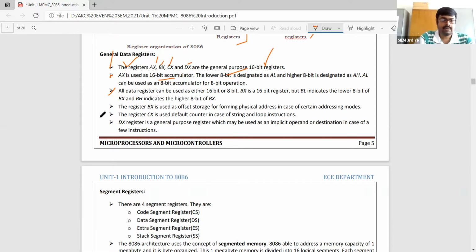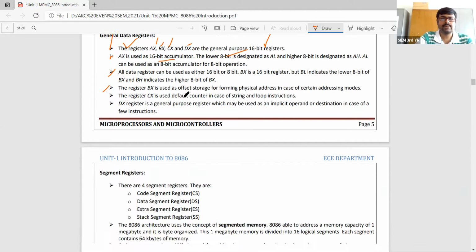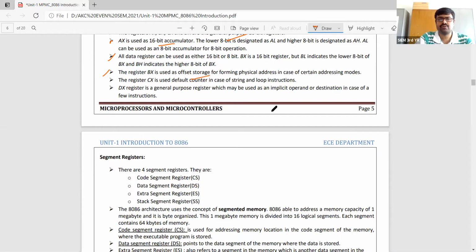Point number 3, the register BX is used as offset storage for forming physical addresses in case of certain addressing modes. That is an extra task added for the BX register. What is the task? The register BX is used as offset storage for forming physical addresses in case of certain addressing modes.